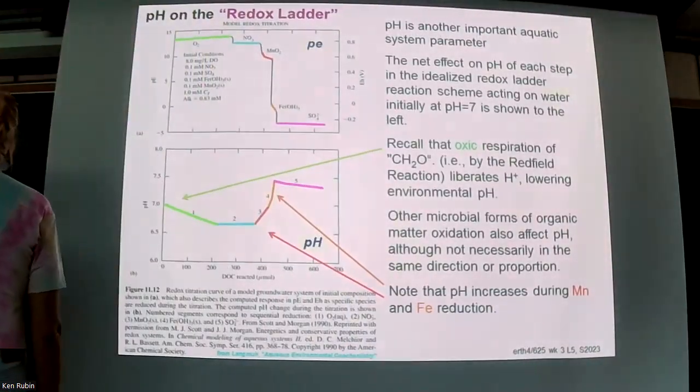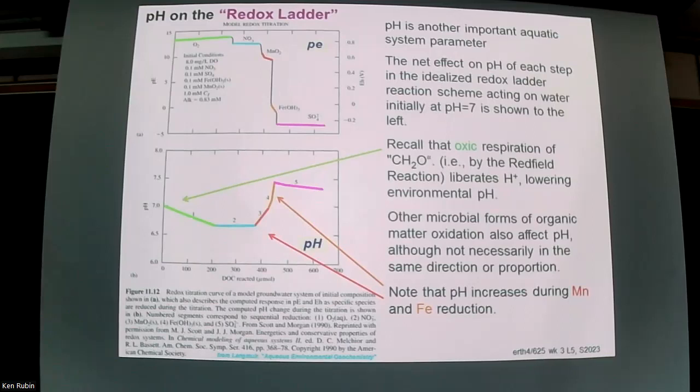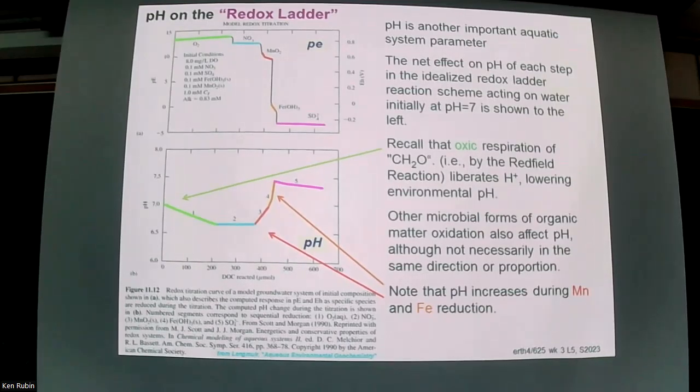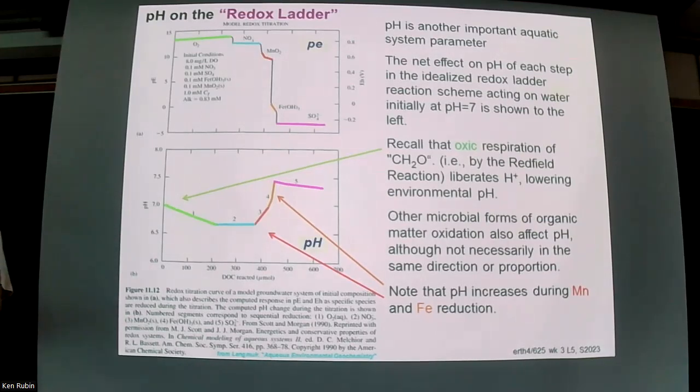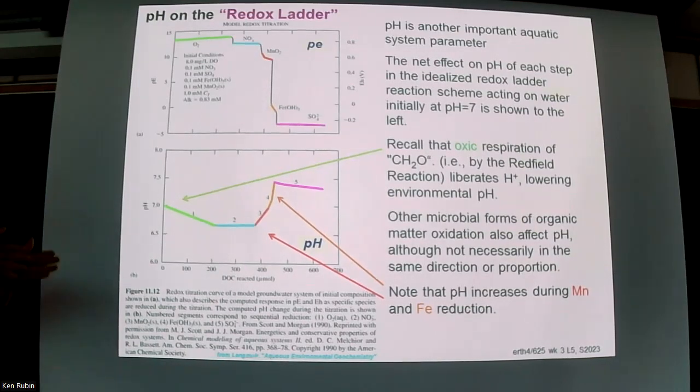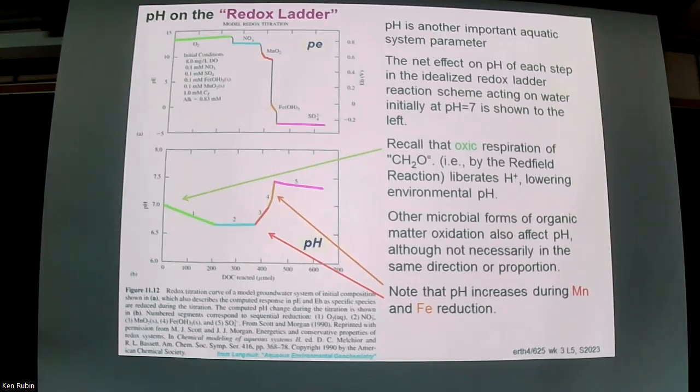Final slide. One final thing I want you to think about is that when we do one of these kind of redox ladder calculations and we titrate some organic matter, we also change pH. So it's not just a function of PE changing. Some of the oxidation reduction reactions that we've written out consume hydrogen ions. Some of them produce hydrogen ions.